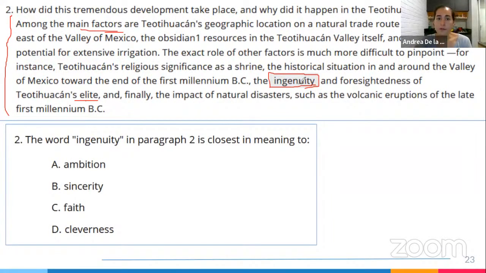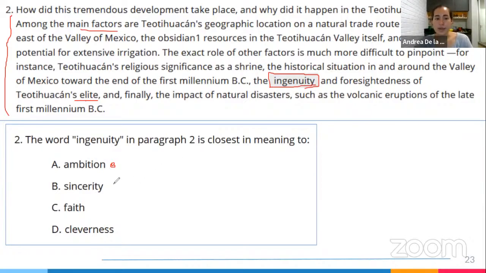You have other factors such as geographic location, their resources, their potential for extensive irrigation, their significance as a shrine. All of those were factors that influenced the development of the city. So you need to ask yourself, would it be the ambition of the elite? It could be, right? It could be a really good factor. We could say the ambition of the elite influenced the development of the city.